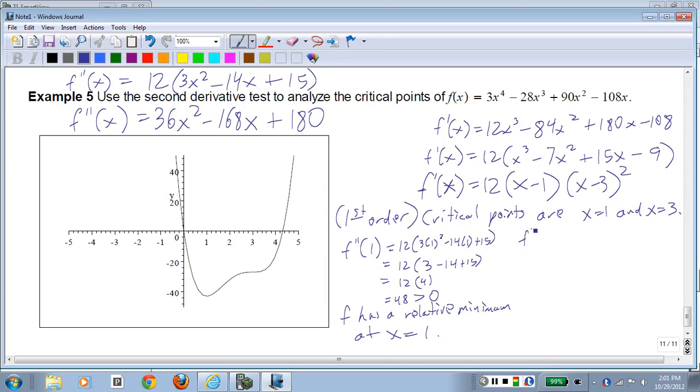Let's try f double prime of 3. That's 12 times 3 times 3 squared minus 14 times 3 plus 15. That's going to be 12 times 9 minus 42 plus 15. 27 plus 15 is 42. 42 minus 42 is 0. So 12 times 0 equals 0. And the second derivative test is inconclusive.